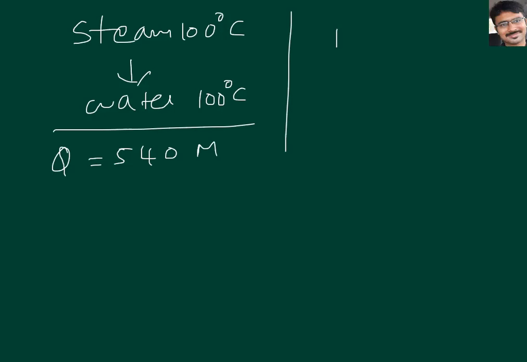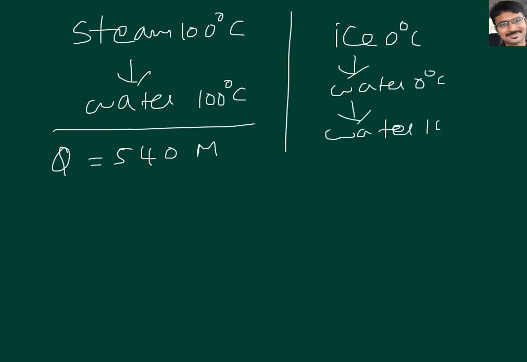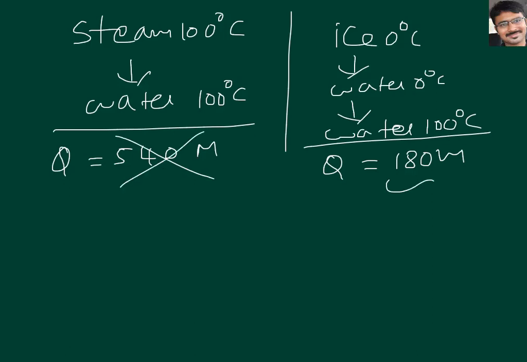But ice at 0 goes in two steps: ice at 0 to water at 0, then water at 0 to water at 100. For reaching the resultant temperature, that is 100 degrees centigrade, the heat required is only 180 m. That means we don't want 540 m. We want just 180 m of heat. So when we want 180 m, why take more?